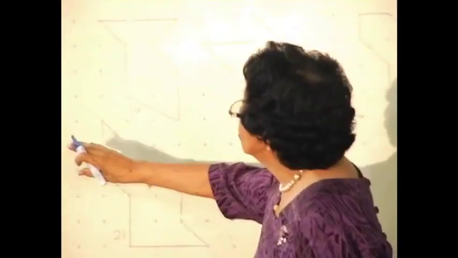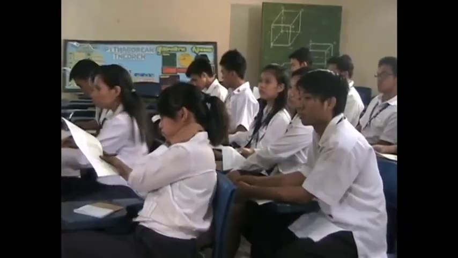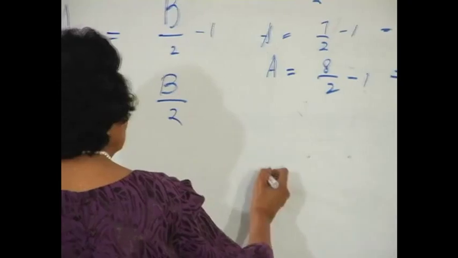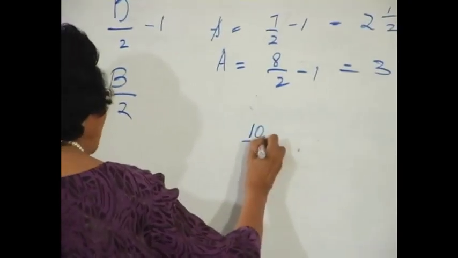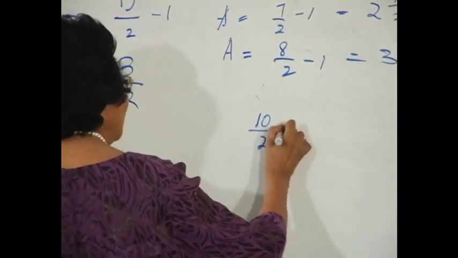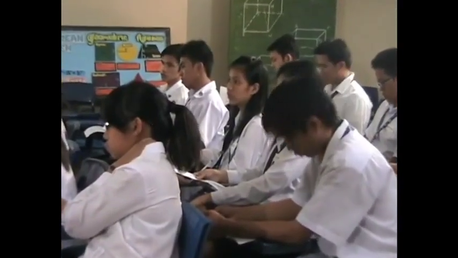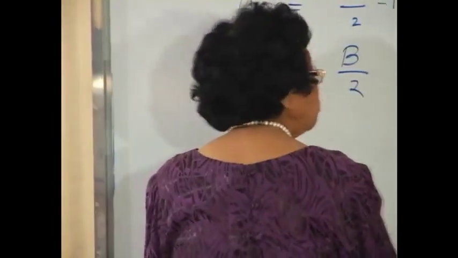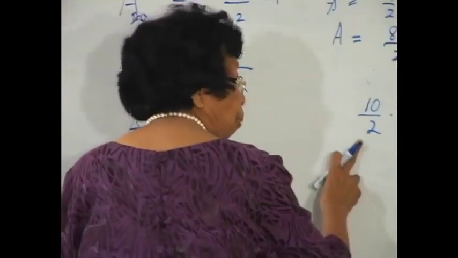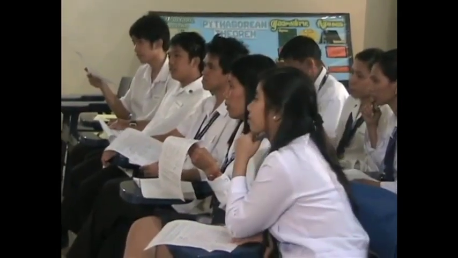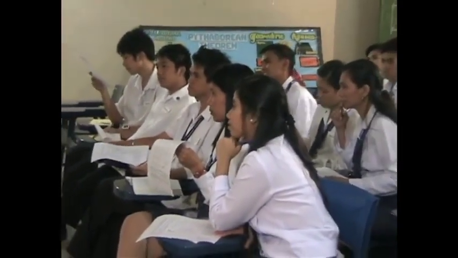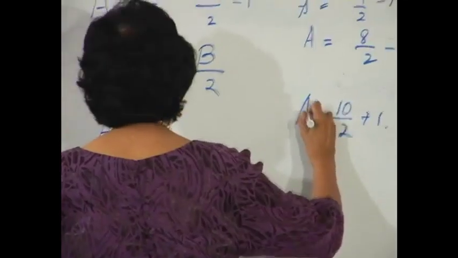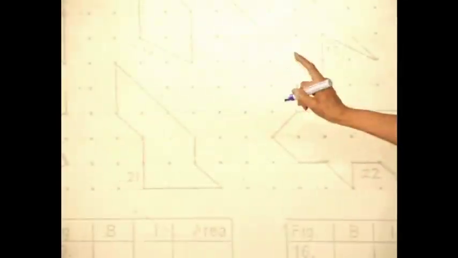Let's go to number 14. What are the data? How many for boundary? 10 over 2. Yes. What is the area? 6. Now, what will you get out of 10 over 2? 5. How will you get 6? The wind has changed direction. Right? How about number 15?